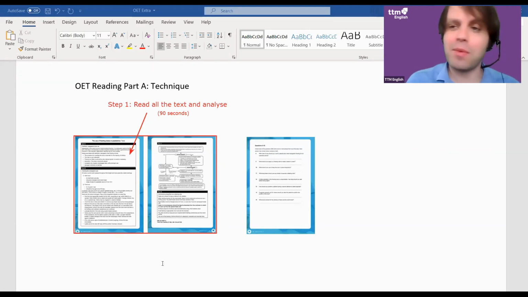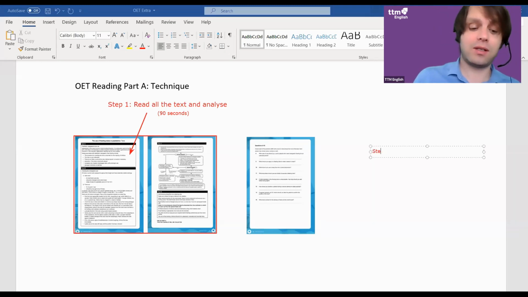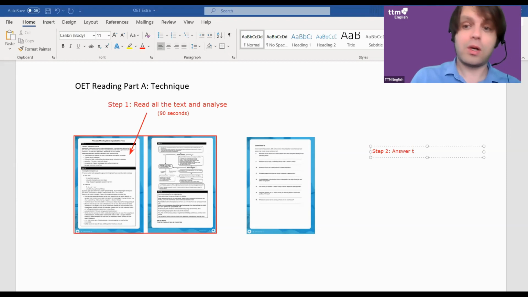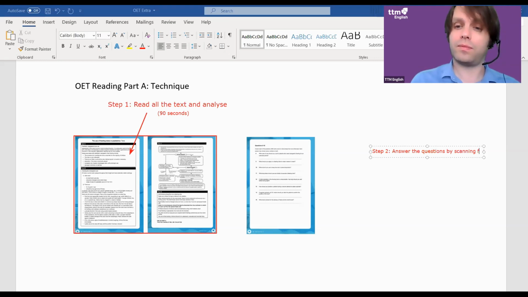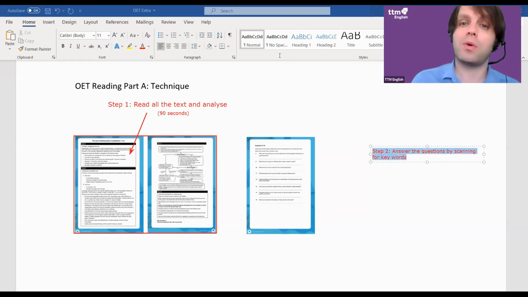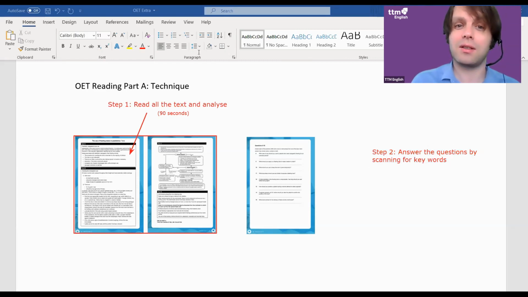Alexandra and Amos, after we've analyzed the text, obviously step two is you scan the text. You answer the questions and you're scanning. So you answer the questions by scanning for the keywords. Keywords are okay here because we're reading for specific details. We're not reading for main ideas when we come to the questions.